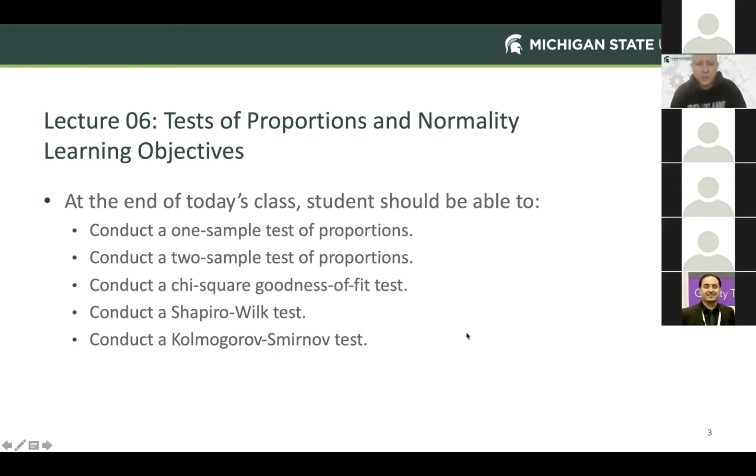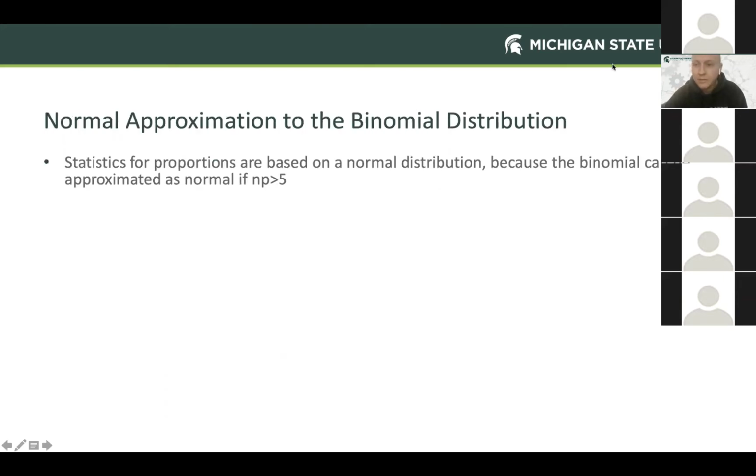And so today we're going to talk about 5 specific types of tests. We'll cover 1 sample and 2 sample tests of proportions. And then we'll look at 3 different tests that can be used to assess normality or goodness of fit for other types of distributions. That would include the chi-square goodness of fit test, the Shapiro-Wilk test, and the Kolmogorov-Smirnov test. Okay. And so to start with, we're going to start by talking about the tests of proportions.